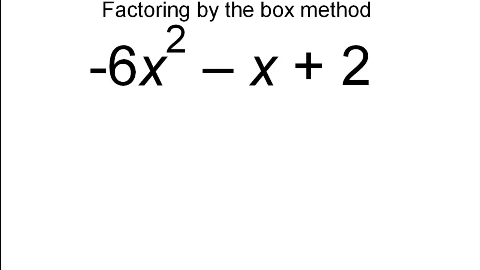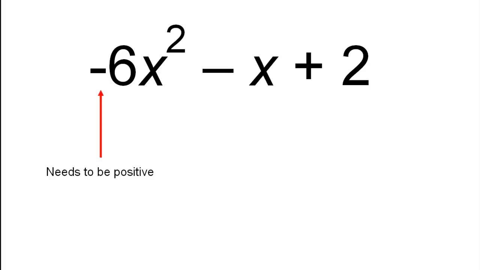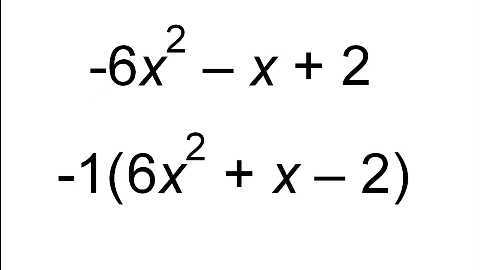Now this is factoring by the box method. This is example 2. The main difference between this problem and example 1 was that the leading coefficient is negative. We need that leading coefficient to be positive. So the only thing that I can factor out of a 6, a 1, and the 2 would be a 1. So since I need that leading coefficient to be positive, I'm going to factor out a negative 1.